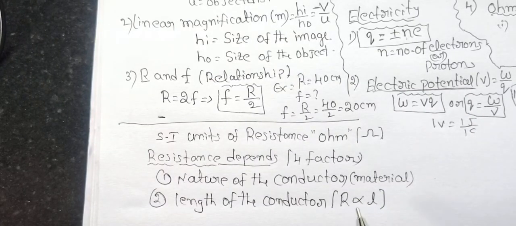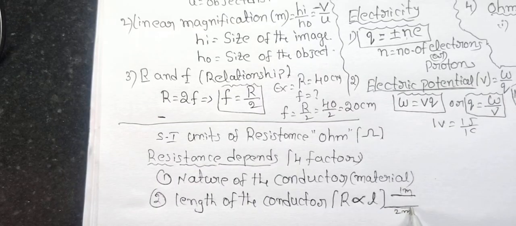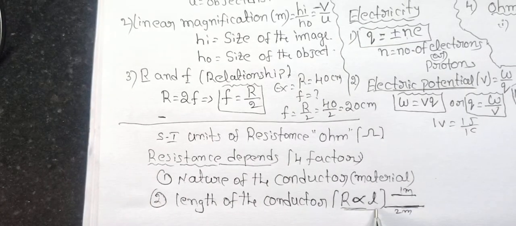A very, very important relation: if length increases, resistance also will increase. For example, they will give a 1 meter wire and a 2 meter wire. Which one has more resistance? The 2 meter wire has more resistance, because when length is increasing, resistance also will increase. Resistance is the property to oppose the flow of current.